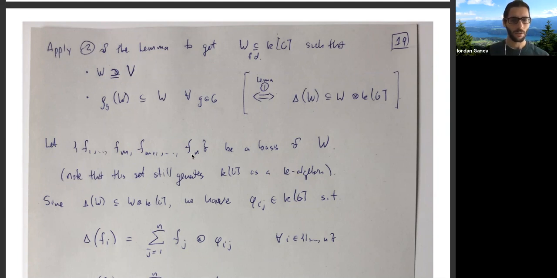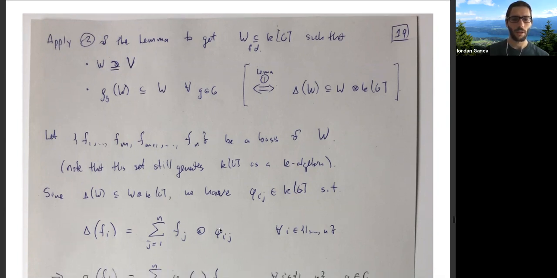Okay, so what do we do with this basis, and what do we do with this W? Well, since we know that the coproduct sends W to W tensor K brackets G, I claim that we have this sort of identity. Why is that? We take one of these basis vectors, f sub i, and apply the coproduct. We know that the first factor in the coproduct will be in W, so these f sub j's will appear. So we just decompose it according to that basis, the f sub j's.